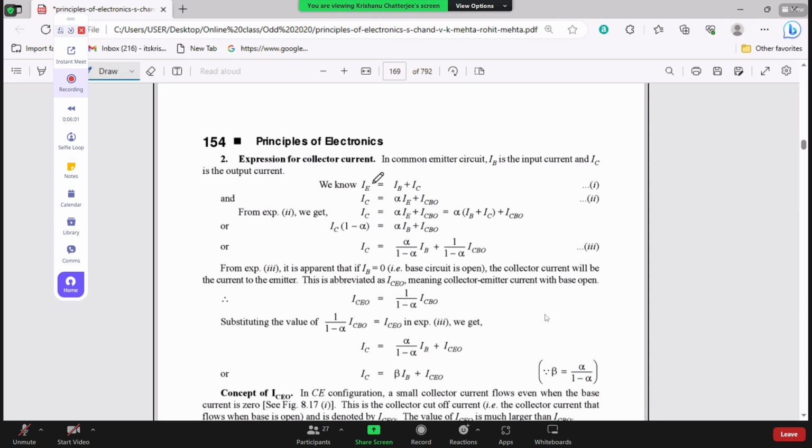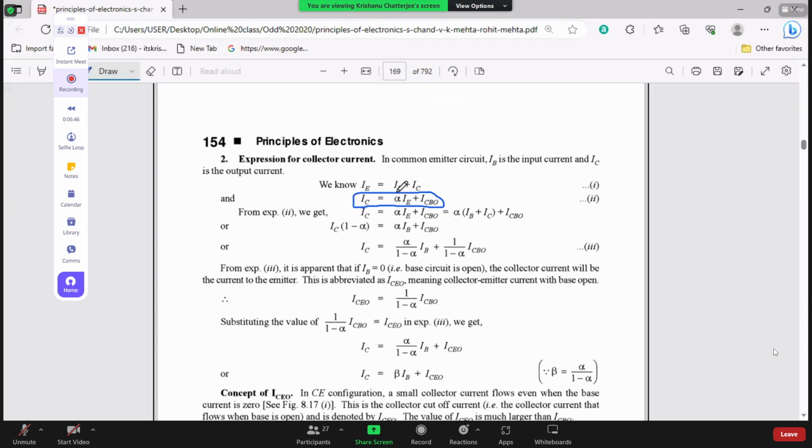For the expression of collector current, we know IE equals IB plus IC. And IC, the collector current, is always alpha times the emitter current plus ICBO. IC equals alpha IE plus ICBO. Clear? Where are we getting this from? We are getting this from the common base configuration.